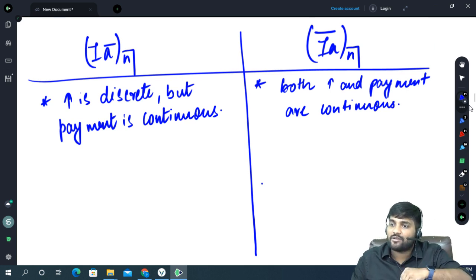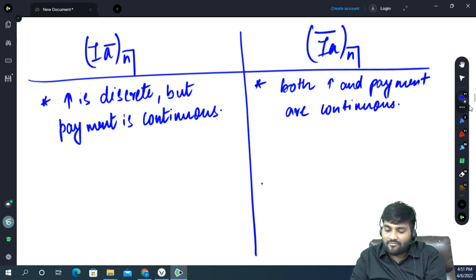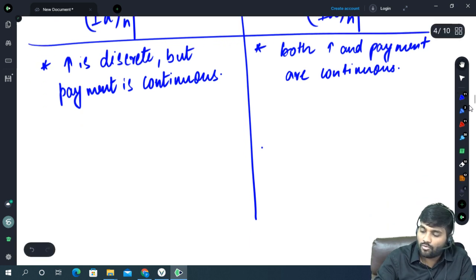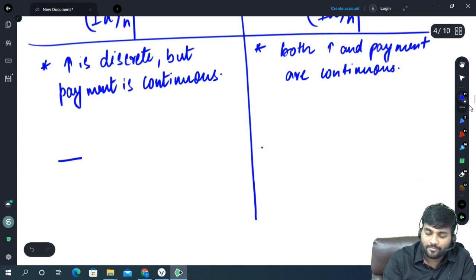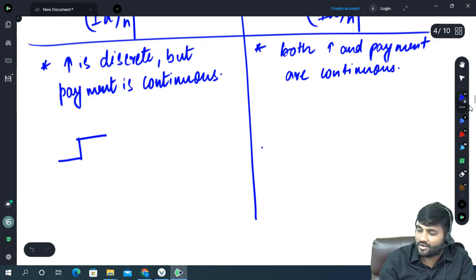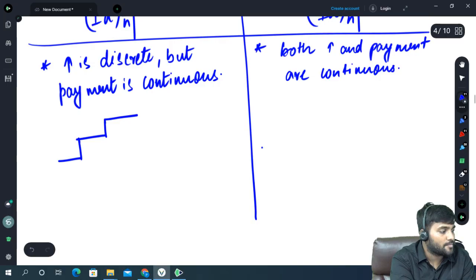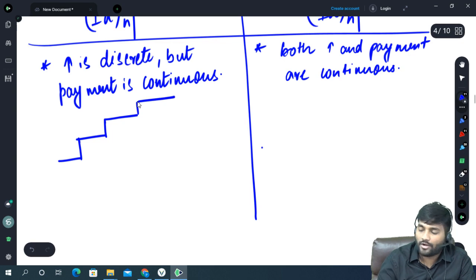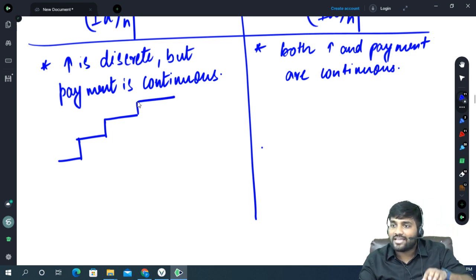The increase will be per annum. Like first year it will be 100. Then the next year it is 200. Then in the third year it is 300 and so on. So here the increase is taking place on a per annum basis.